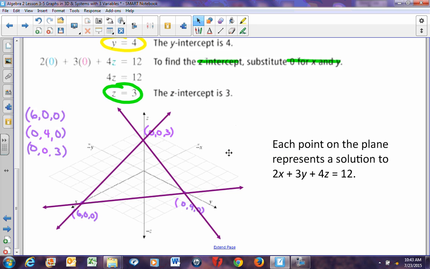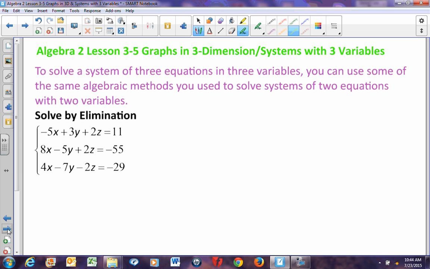And we shade the region between all of those. So I'm going to shade the region between these with some sort of yellow color. And that would be the solution to this in 3 dimensions. Each point on the plane would represent a solution to 2x plus 3y plus 4z equals 12. There you have it. So that's not too terribly bad. That's graphing in 3 dimensions.